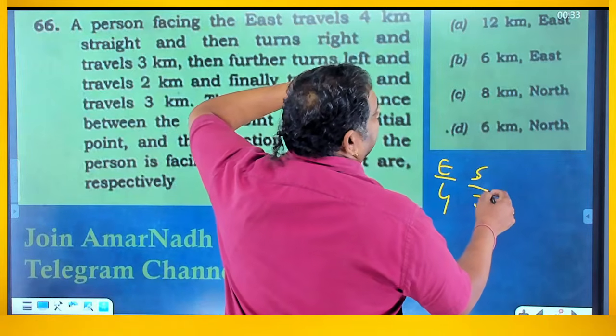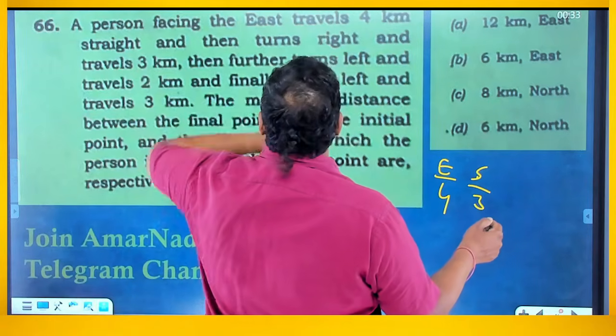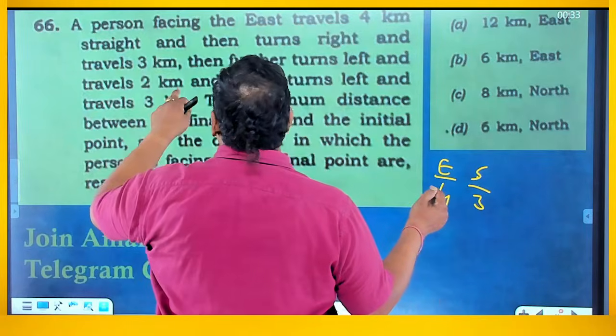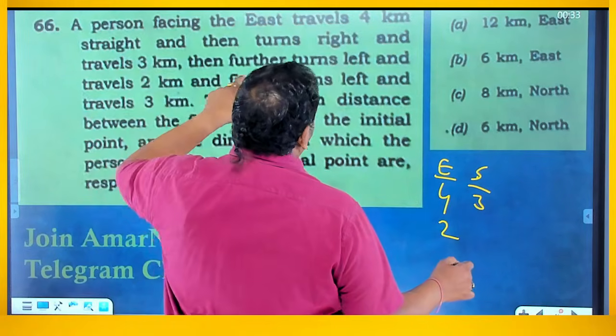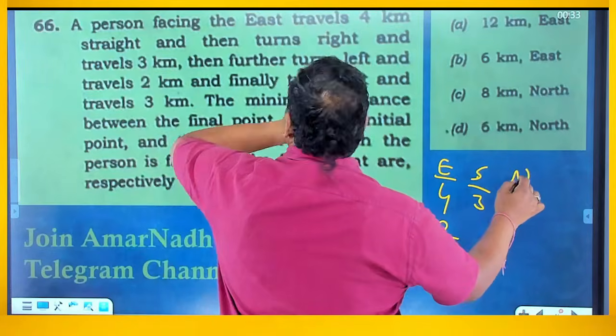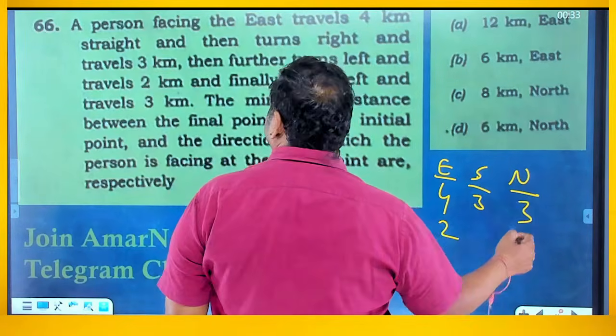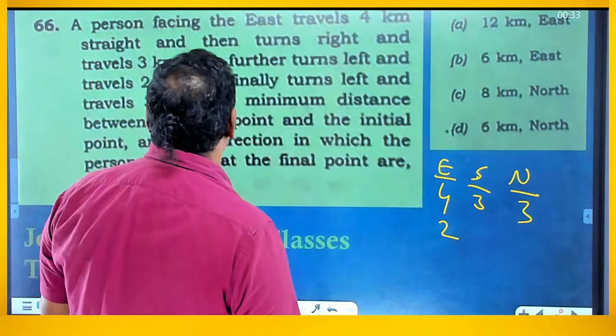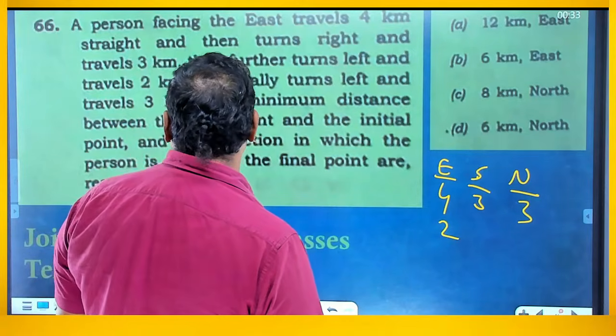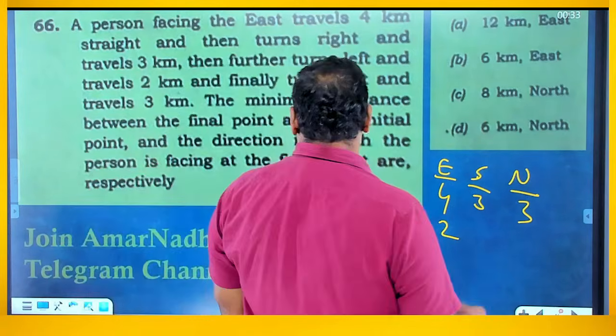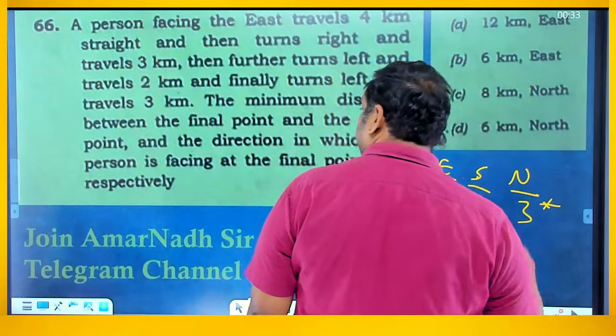South left is east. And travels for how many kilometers? 2 kilometers. And finally turns left. East left is north, and travels for 3 kilometers. The question asks the minimum distance between the final point and the initial point, and the direction in which the person is facing at the end, respectively.